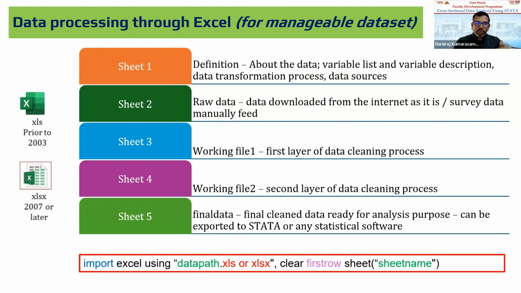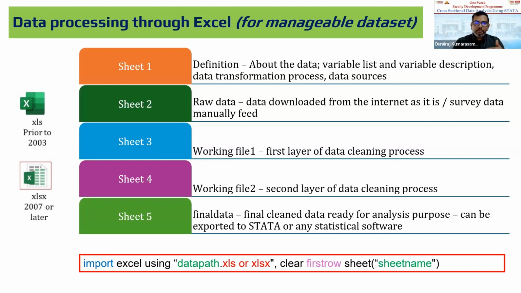If at all you want to do certain changes, you copy the data and paste it in sheet 3. You call that working file 1, working file 2. Now, working file 1, 2 depends upon the stages of the data cleaning process that you're doing. So it's not necessary that it has to end with 2; in some stages you can go till working file 4, 5, 6 as well.